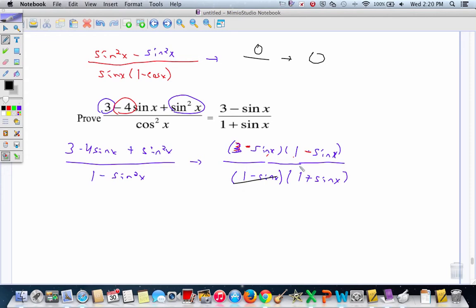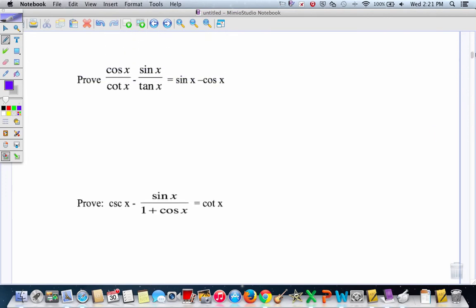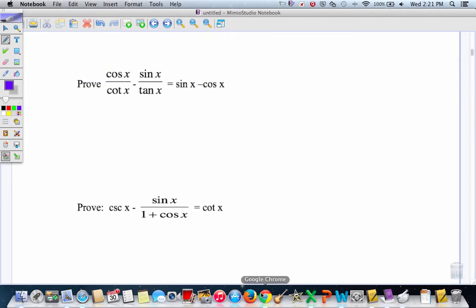Now, between our numerator and denominator, we have common factors that we can cancel. We cancel 1 minus sine. Those cancel out, and we're left with 3 minus sine over 1 plus sine, which was where we were trying to get to. So we have proved yet another identity. We've got 3 more we're going to run through here fairly quickly.